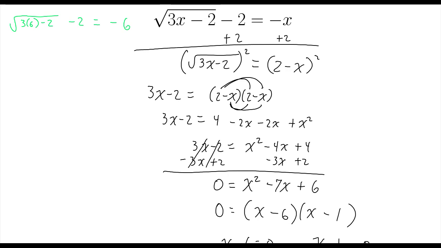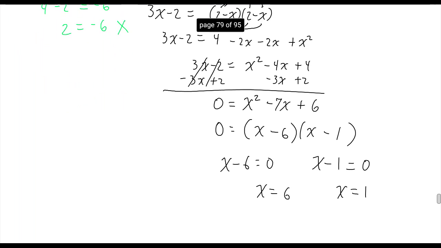Well, let's work it out. 3 times 6 is 18. 18 minus 2 is 16. The square root of 16 is 4. 4 minus 2 is 2. We've got something kind of crazy here, right? 2 does not equal negative 6, so we can rule 6 out as a solution.